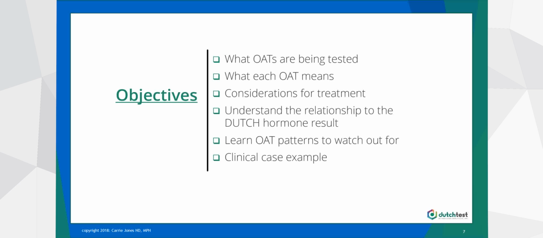So today we're going to talk about all the organic acid tests we're looking at. There are 6 of them. We're going to talk about what each OAT means and considerations for treatment. And naturally, we're going to talk about the relationship to the Dutch hormone results, your estrogen, your progesterone, your cortisol, your melatonin, and these organic acid markers. You're going to understand patterns, and we're going to do a case example at the end just to give you an idea of how it relates to the Dutch test and hormones and things of that nature.